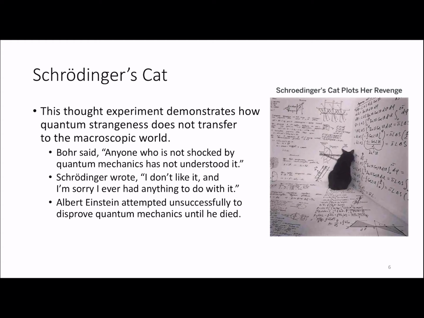But here I have quotes from three different of the leading physicists when it came to quantum mechanics. So first is Niels Bohr. And he said that anyone who is not shocked by quantum mechanics has not understood it. Schrodinger wrote, "I don't like it, and I'm sorry I ever had anything to do with it." And then Albert Einstein attempted unsuccessfully to disprove quantum mechanics until he died.